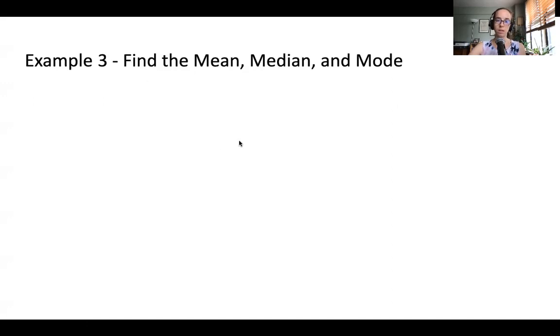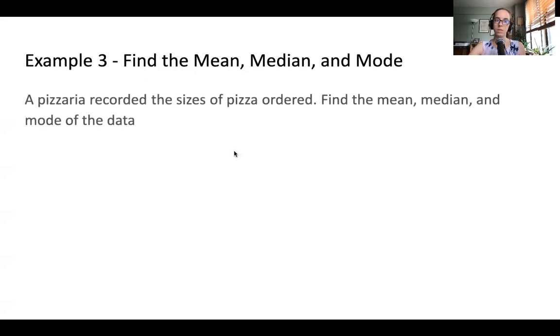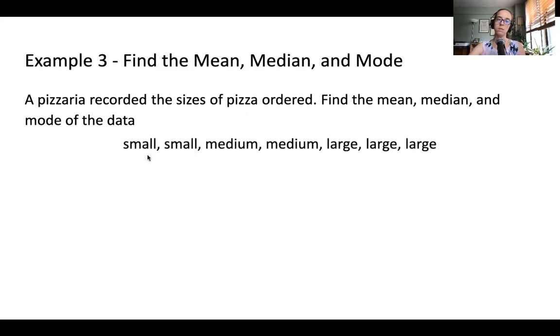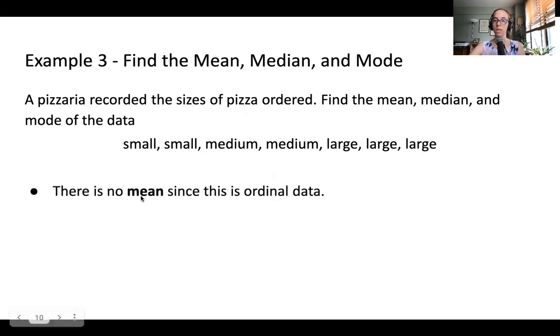So let's look at another example. Suppose that a pizzeria recorded the sizes of pizzas ordered, and we want to find the mean, median, and mode of the data. So here's the data: small, small, medium, medium, large, large, large. We cannot find the mean because this is ordinal data. You can't add up these words and find a total and then divide by the number of numbers.